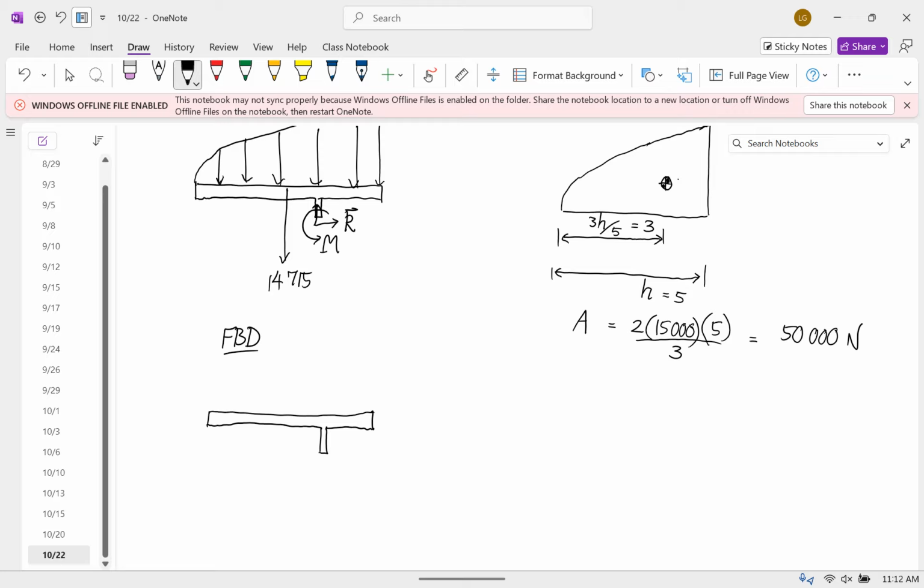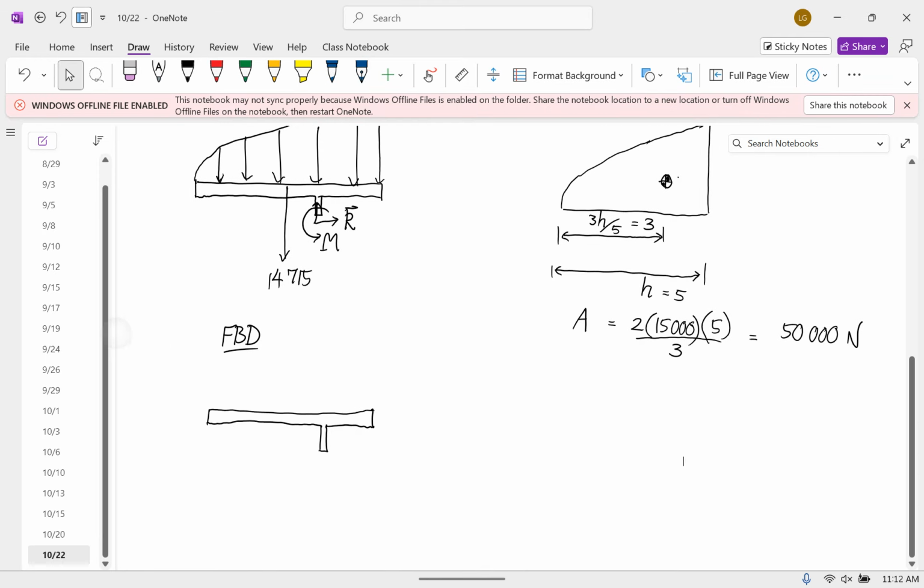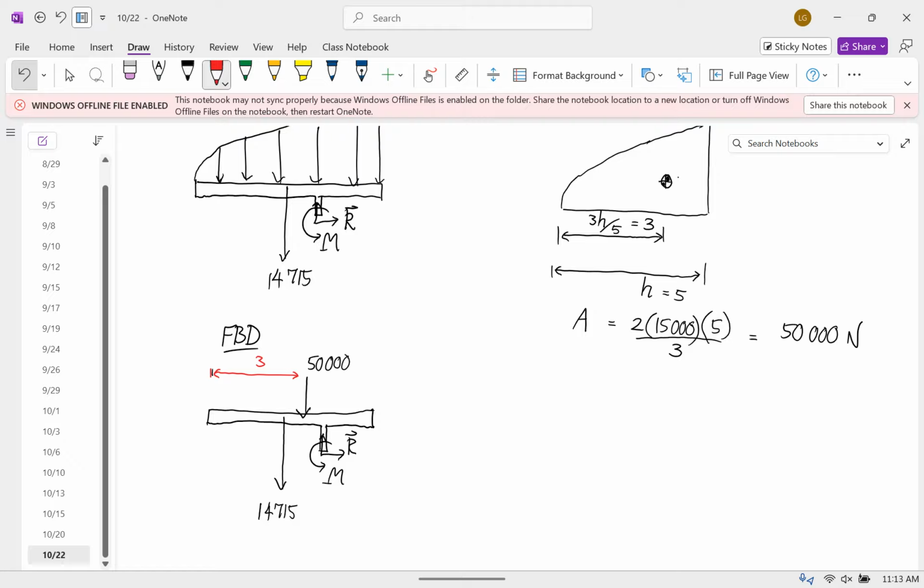And so we still have this weight force at the center. We still have these reactions from the joint. And then we have a downward force of 50,000 newtons acting at a distance of 3 meters from the end. This is 3. Any other questions about that?